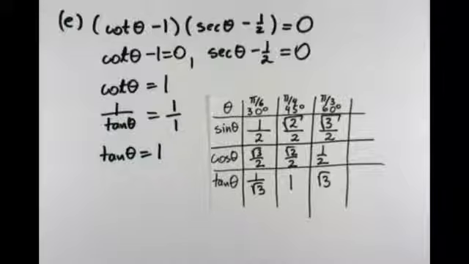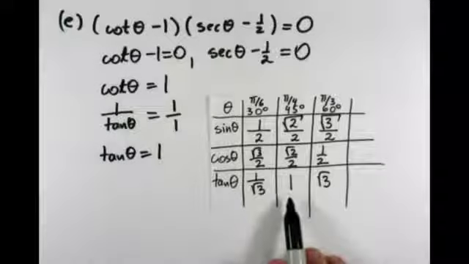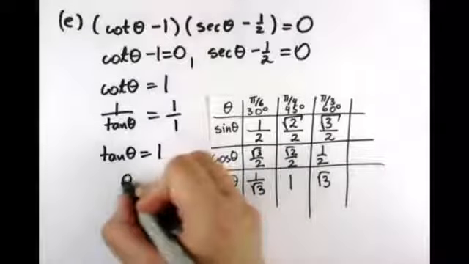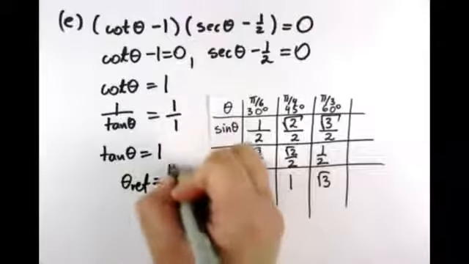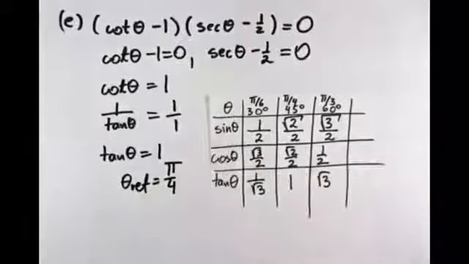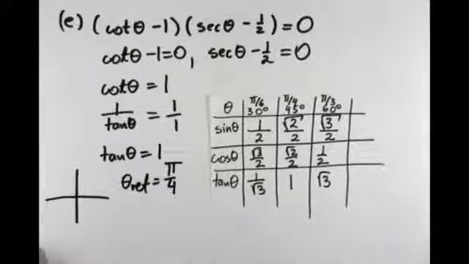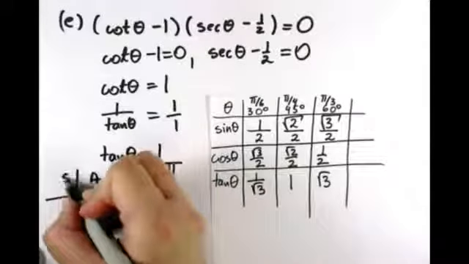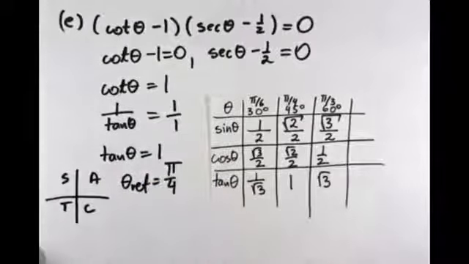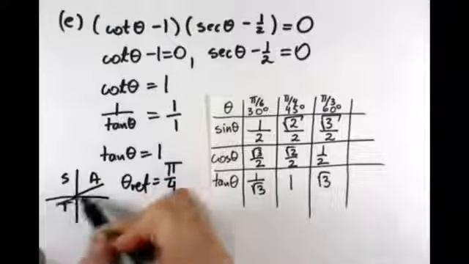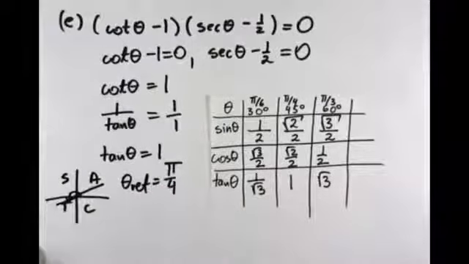Reference angle for tangent equal to 1. Tangent equal to 1 is pi over 4, so theta reference is pi over 4. And then complete the chart. Tangent is positive, so we have add sugar to coffee. Tangent is positive in the first one and in the fourth one. So I need to find those angles.